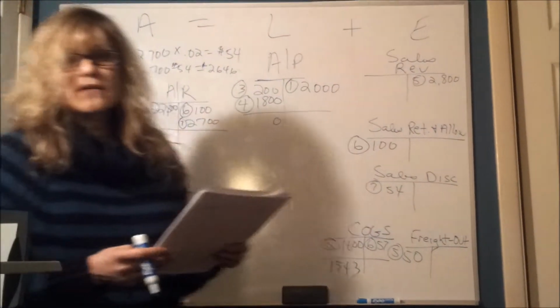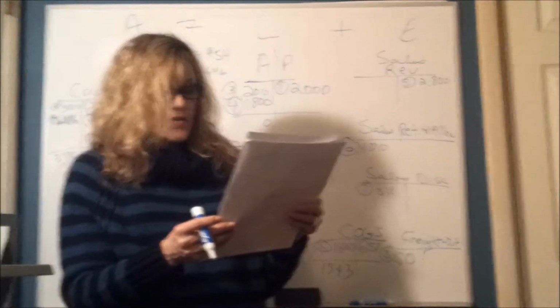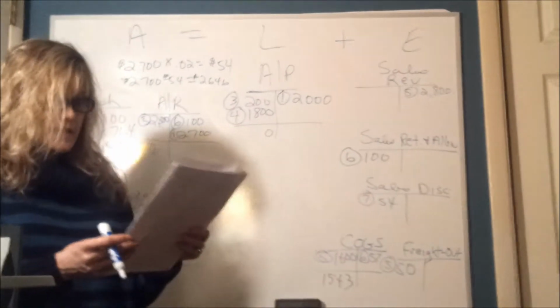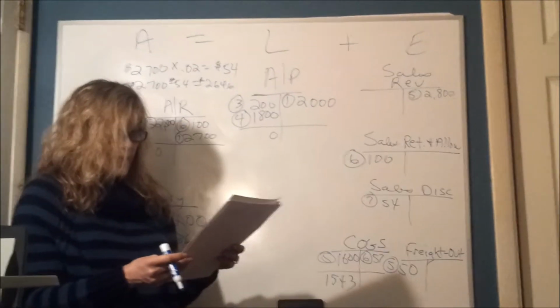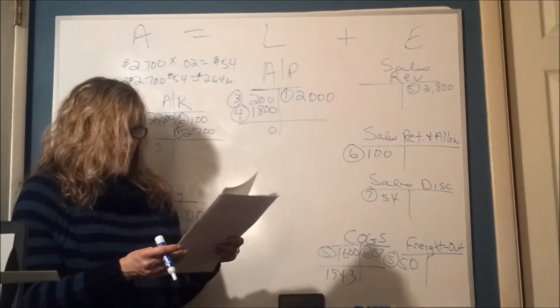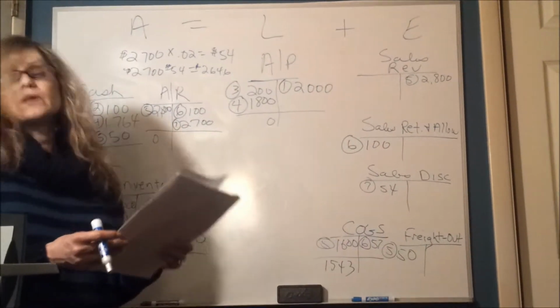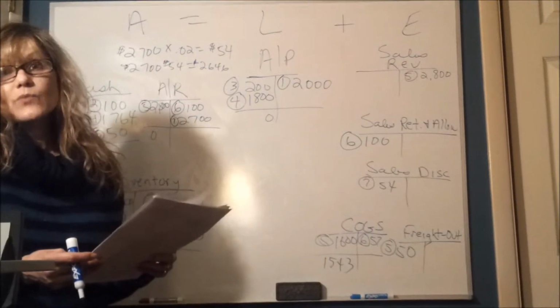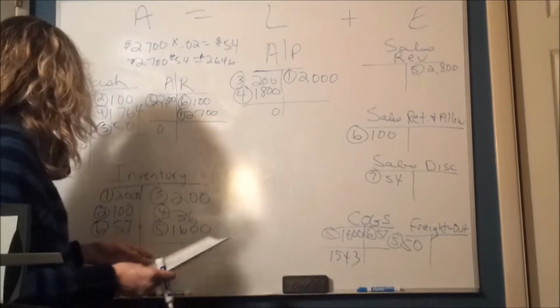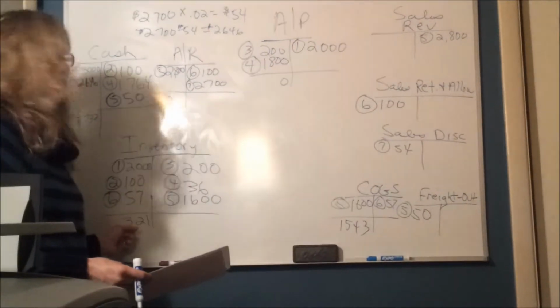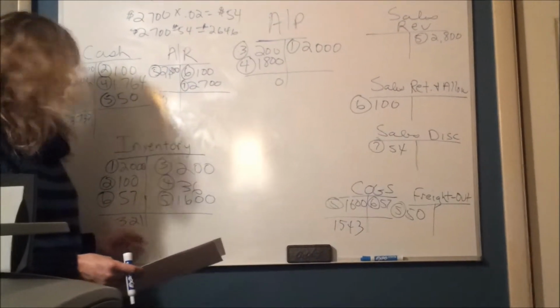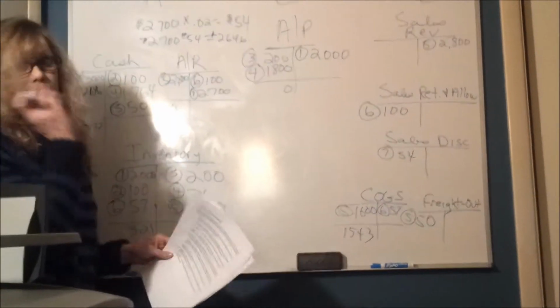Okay, the next item we have on the transactions is that on December 31st, Jake takes a physical count of their inventory and discovers that the actual physical inventory count is $291 worth of inventory. If you look, our balance says $321. So we need to account for that $30 difference.